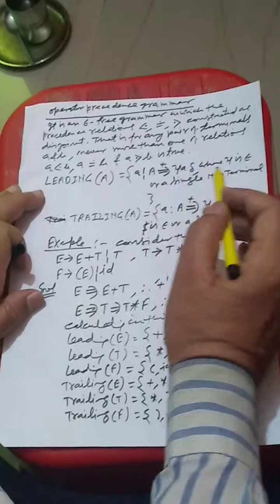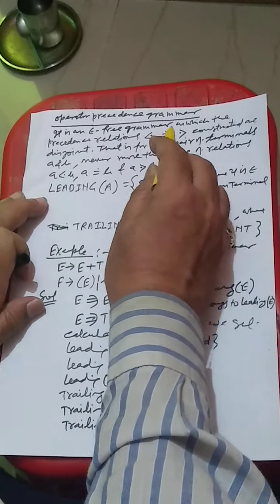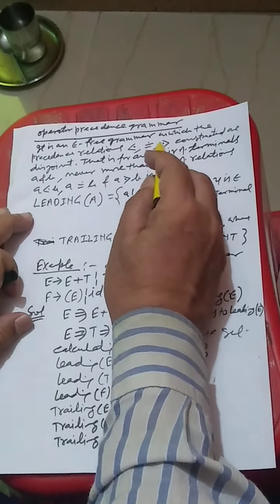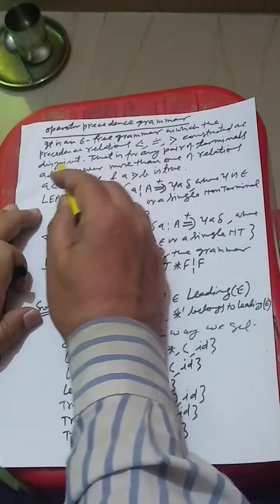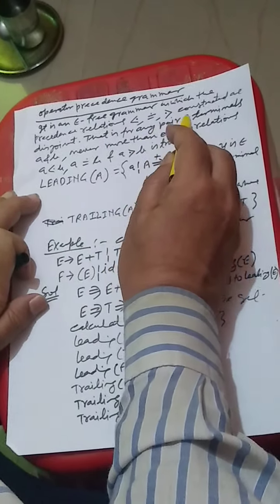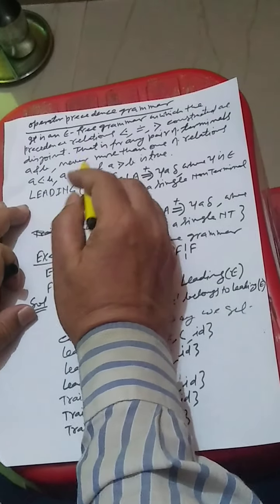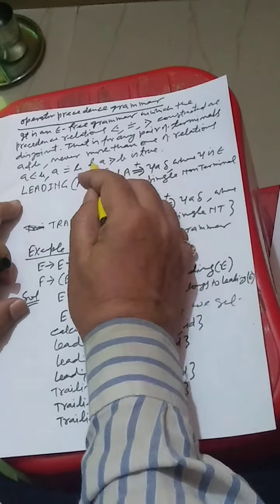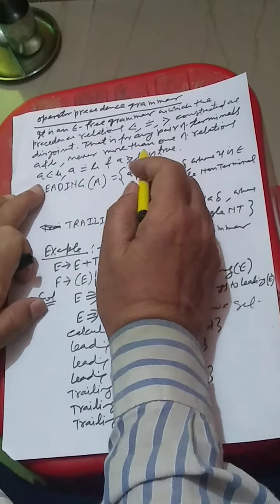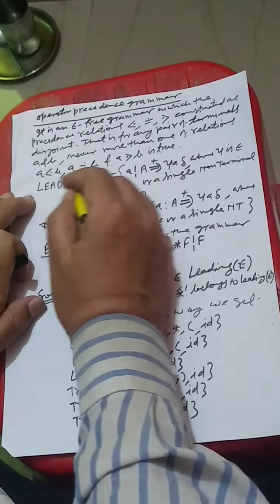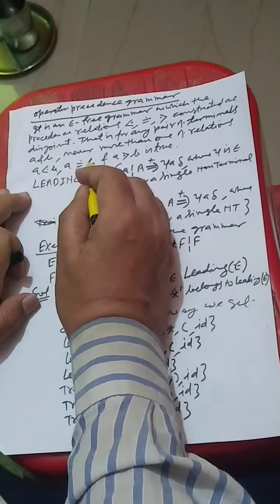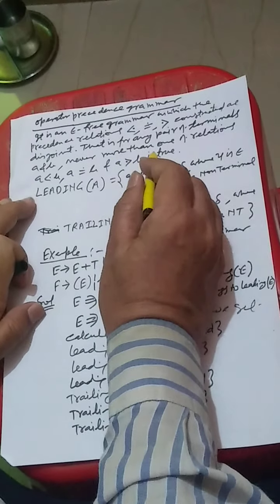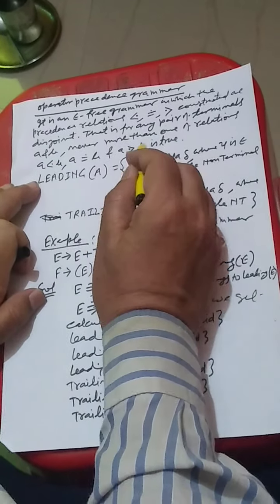Operator precedence grammar is an epsilon-free grammar in which the precedence relations less than, equal, or greater than, that are constructed, are disjoint. That is, for any pair of terminals A and B, never more than one of the relations A less than B, A equal to B, and A greater than B is true. So for an operator precedence grammar, out of these three relations only one will be true at a time for any two terminals A and B.